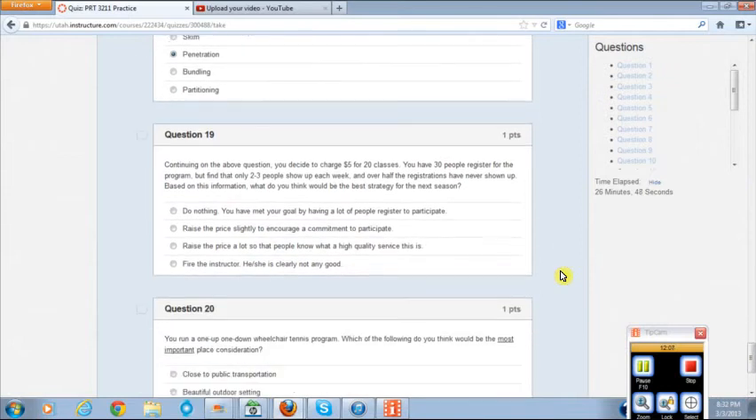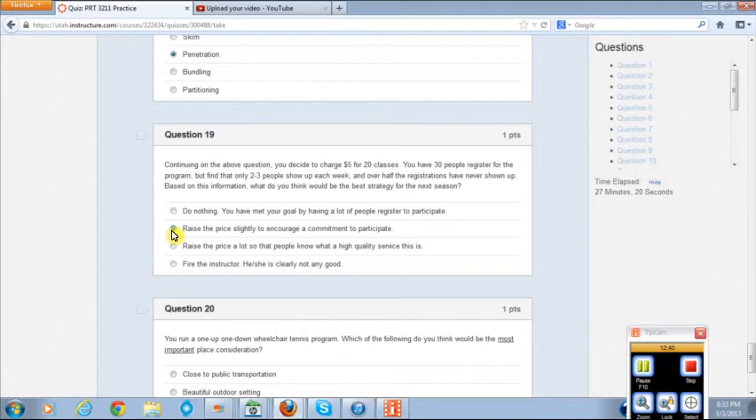Okay. Continuing on the above, you decide to charge $5 for 20 classes. You have 30 people register for the program, but find that only 2 to 3 people show up, and over half the registrations have never shown up at all. Based on this information, what do you think would be the best strategy for the next season? Okay, do nothing. You've met your goal by having a lot of people register and participate. Maybe they registered, they didn't show up, so you're not meeting your goal of improving fitness levels. Raise the price slightly to encourage a commitment to participate. This is our correct answer, or our best answer.